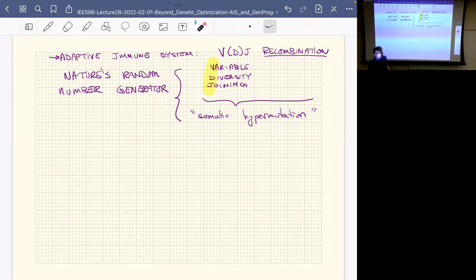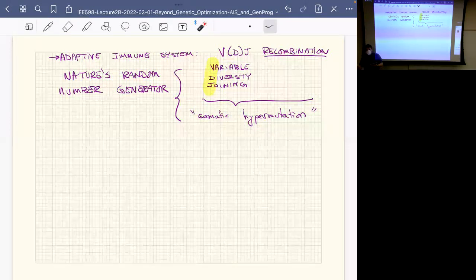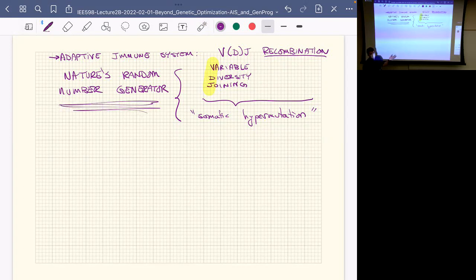It's something like 10 to the 11th or something like that. It's a huge number that it can sample from. Each one of these generates an antibody with different abilities to match antigens that come from the outer environment. This is just a way that it can generate a huge amount of diversity. Like I said, it's nature's random number generator. It's a beautiful system to generate variation. So this is how variation is generated.